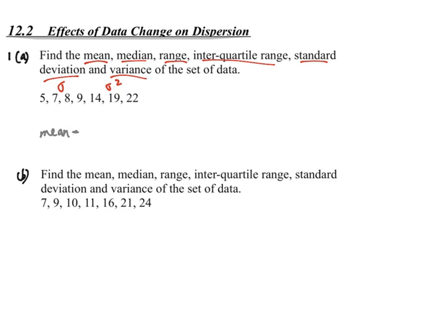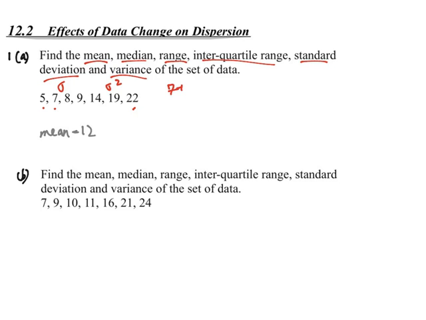For mean, last lesson, I taught you to use the calculator. That means Mode 4. And then you input the data: 5, 7, until 22. And then you need to press Shift 1. Then you can find the mean. So for this, the mean is 12.